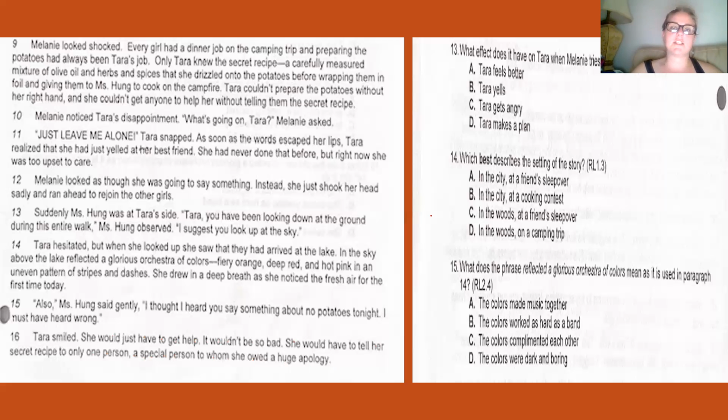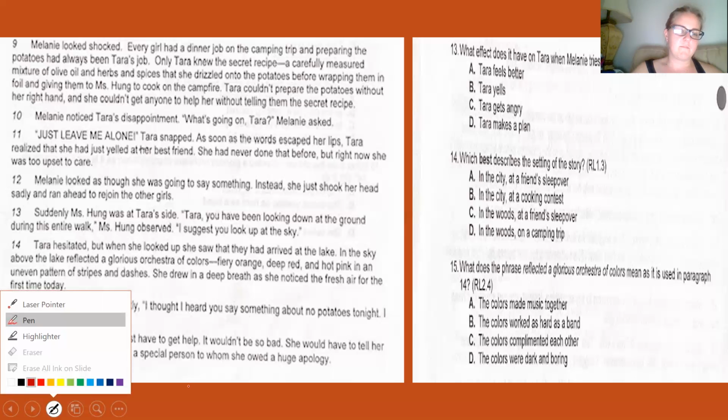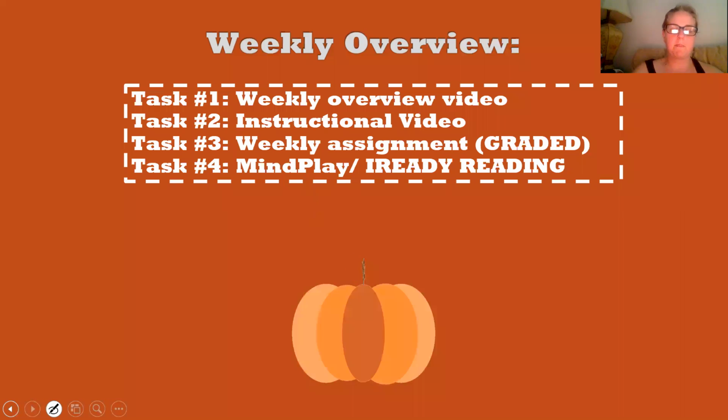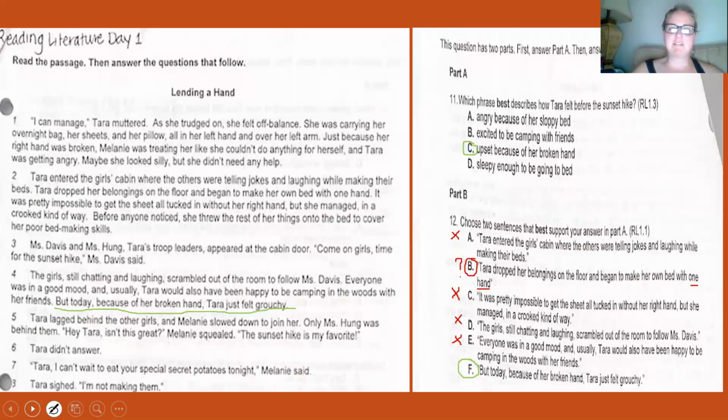All right, so let's look at the questions. Number 13, what effect does it have on Tara when Melanie tries to help Tara carry her items? So remember, we have to go back. Let's go back to the beginning.